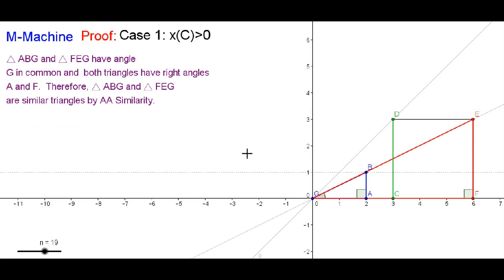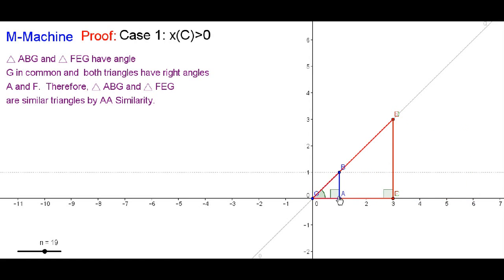Proof. Case number 1, x-coordinate of point C is greater than 0. That means that point C is always on the right side of the y-axis, and it is also positive. If this is the case, then triangle ABG and triangle FEG will have point G in common, and both triangles will have right angles at A and right angles at F.